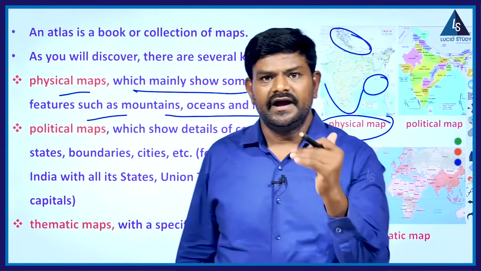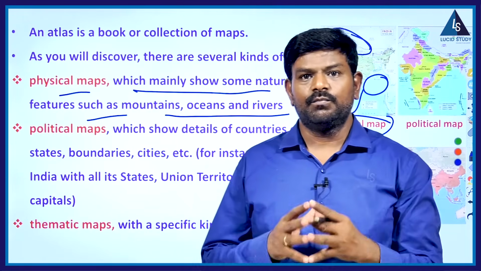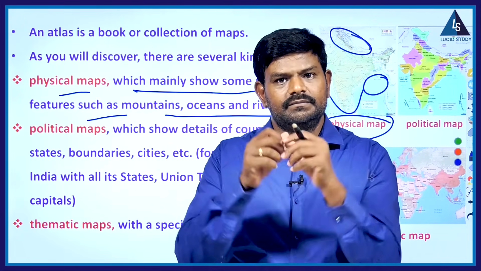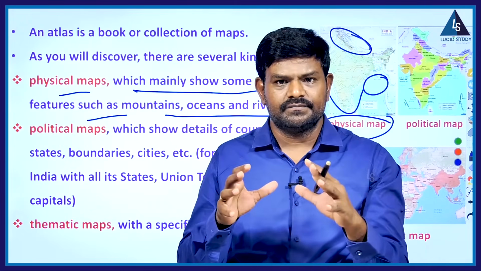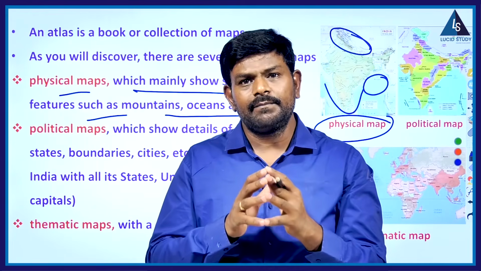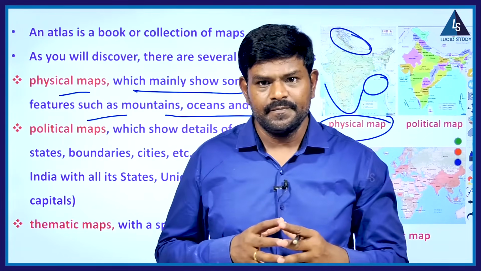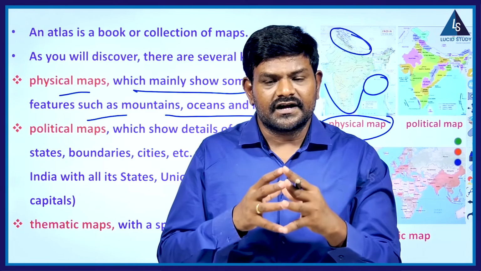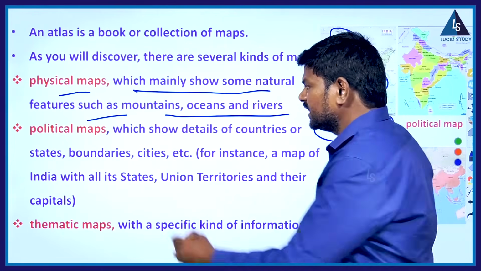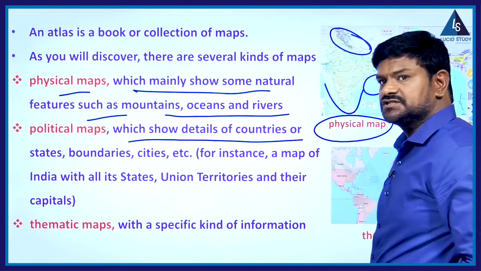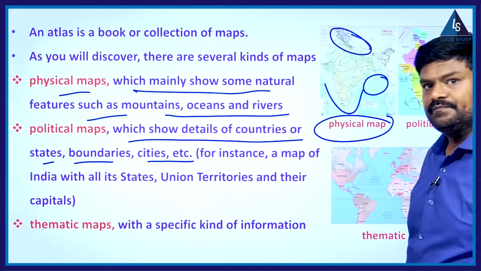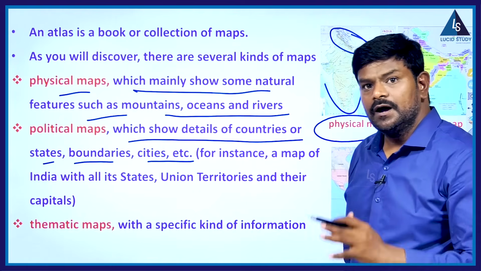Now let us jump into the political map. What is a political map? The word itself is saying that political means the total boundaries of states or districts, or even if it is a world map, the total boundaries of the countries. The boundaries of the countries along with their capital cities are shown in the map. Political maps show details of countries or states, boundaries, cities, etc. All these are shown in the political map.